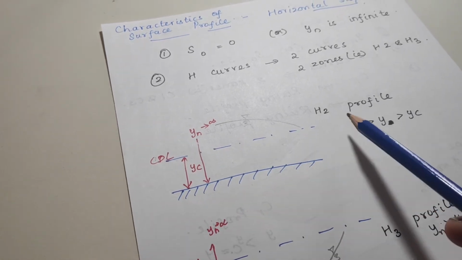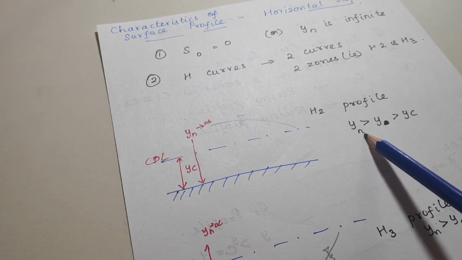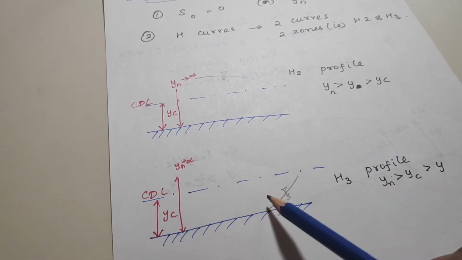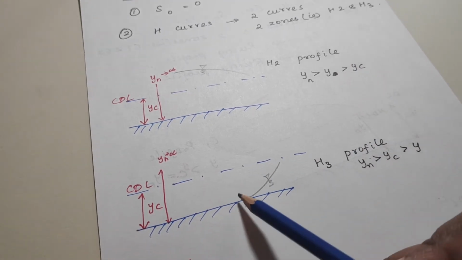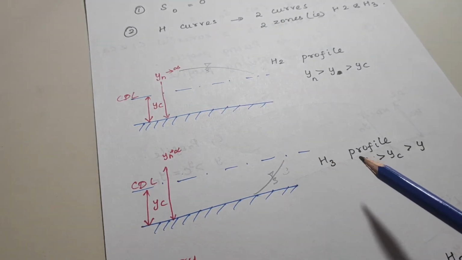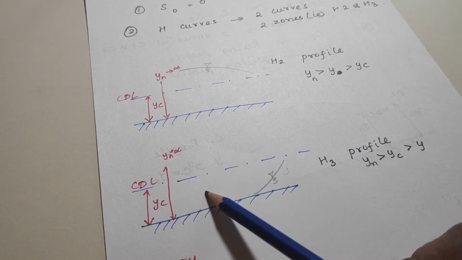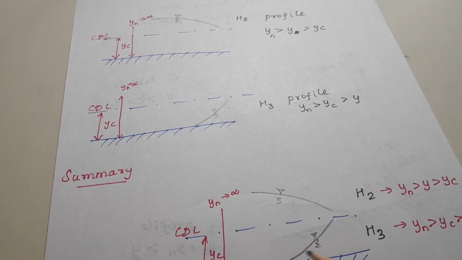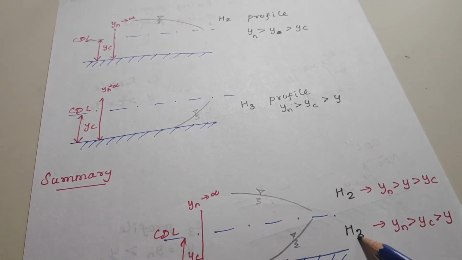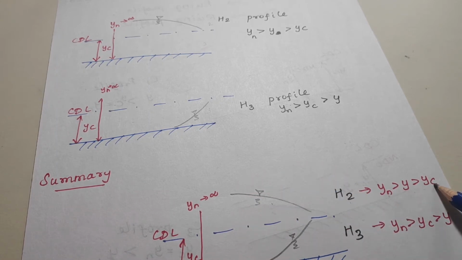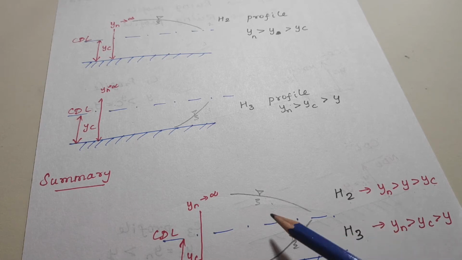So, critical depth line. What is yn? yn is infinite. In the second zone, yn is greater than y, which is greater than yc. This is the second zone, and this is the third zone, the H3 profile. What is the condition? yn is greater than yc, which is greater than y. So simple, you only have to write the two conditions. Draw the diagram, H2, H3. What is the condition for H2? yn is greater than y, which is greater than yc. And for H3, yn is greater than yc, which is greater than y.